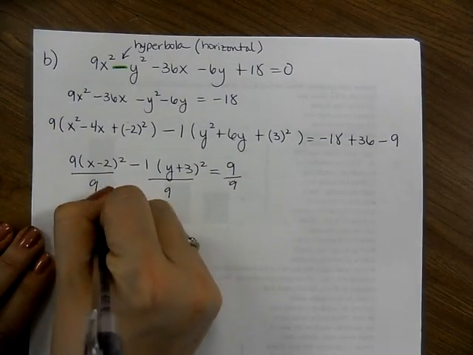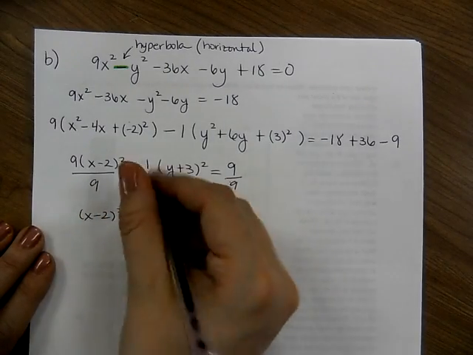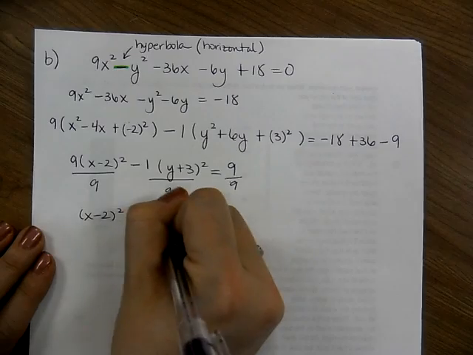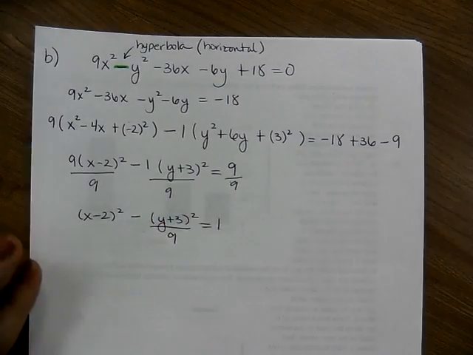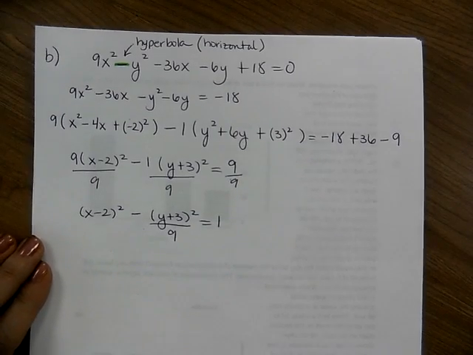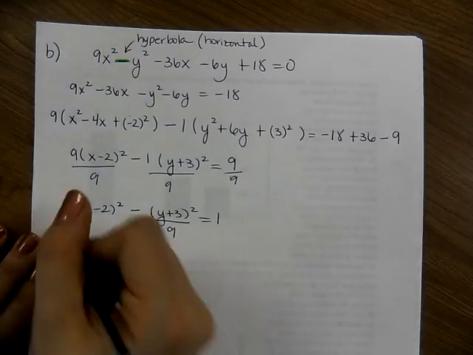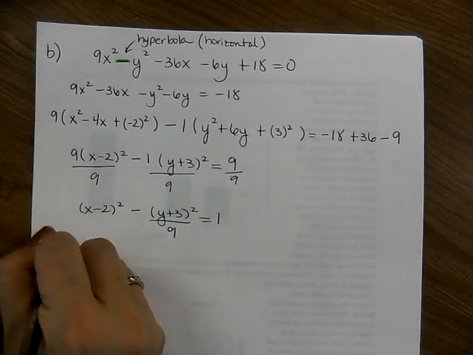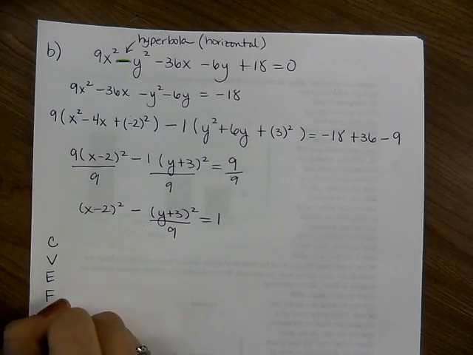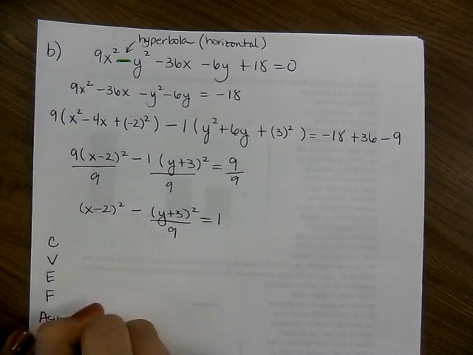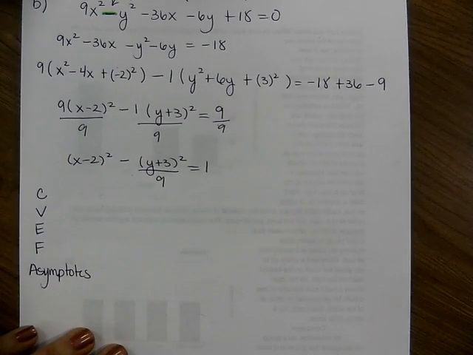Okay? So I have answered nothing of what they've wanted yet. Right? All I've done is put this into standard form. So before you can find any of that information, you need to do that first. So now this question wanted me to find the center, the vertices, the endpoints, the foci, the asymptotes, and make a sketch.